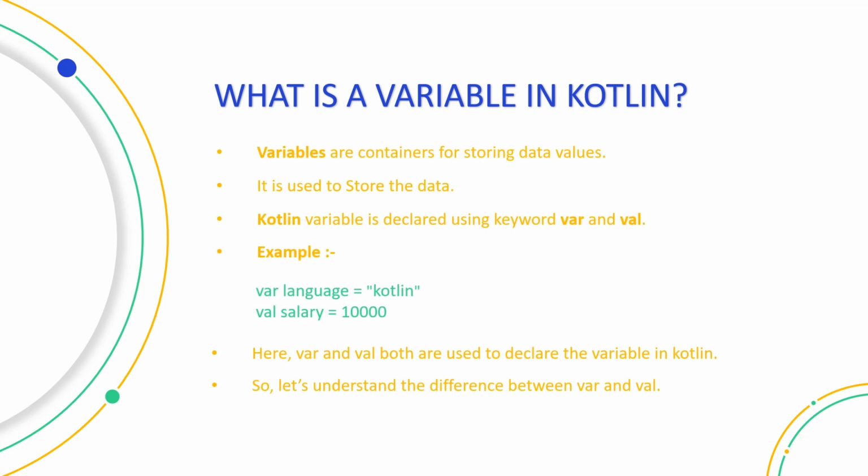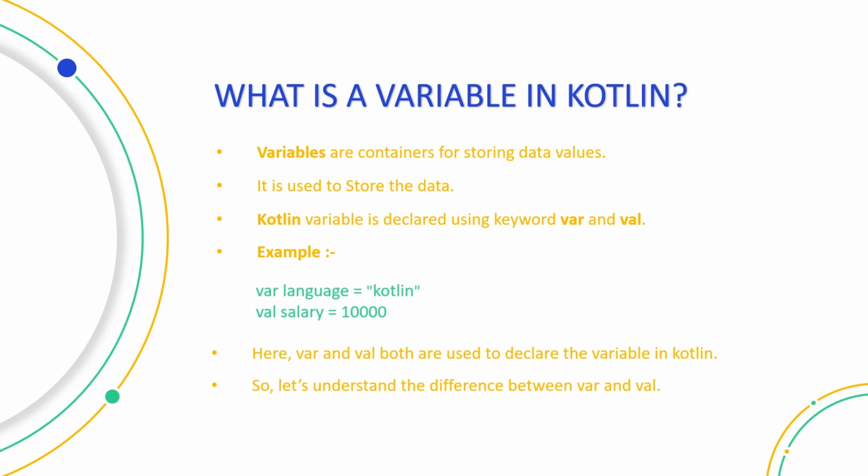Variables are containers for storing data values. इसका मतलब ये है कि वेरिएबल्स डेटा स्टोर करने के लिए एक कंटेनर है. It is used to store the data. Kotlin variable is declared using keyword var and val.